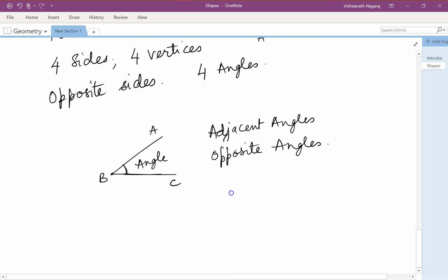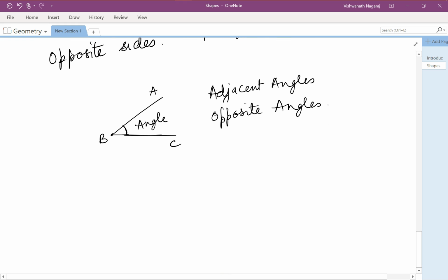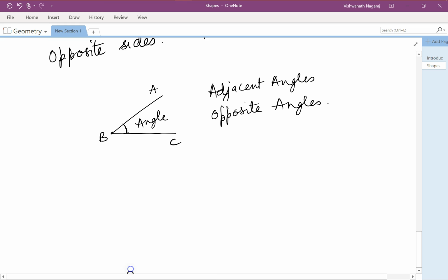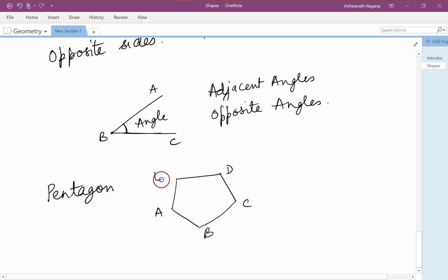Okay, so we have seen quadrilaterals. Are there any more? Yes. Remember, triangle had three sides, quadrilateral had four sides. So naturally there will be polygons with five sides. Pentagon, so five sides, four, again A, B, C, D, E. By the way, this doesn't look like a straight line, but it should be a straight line.